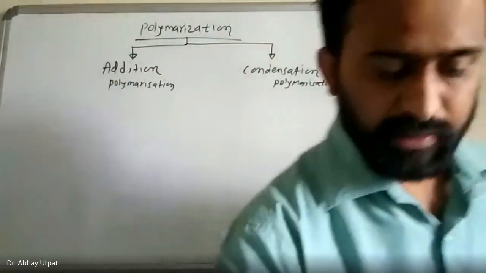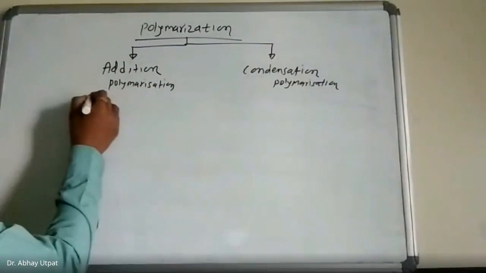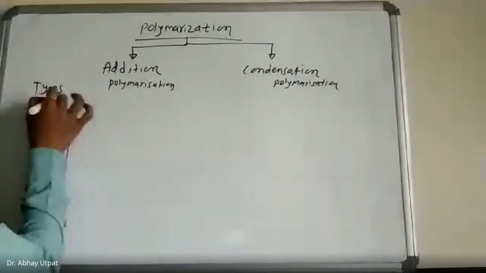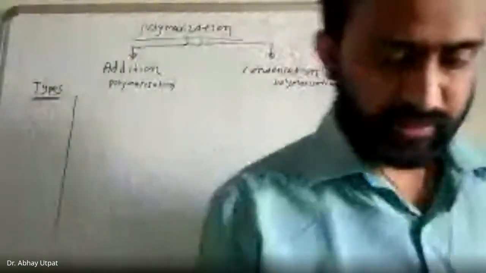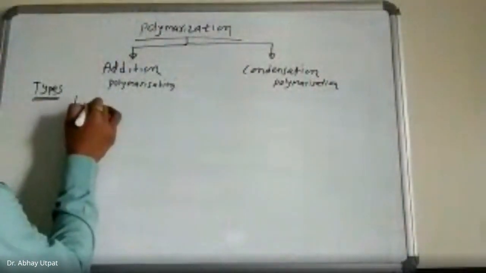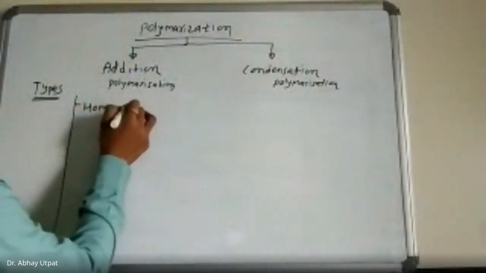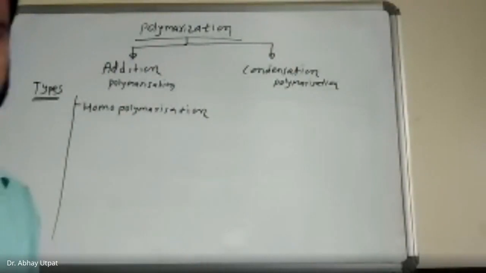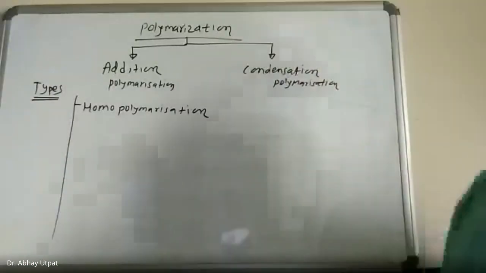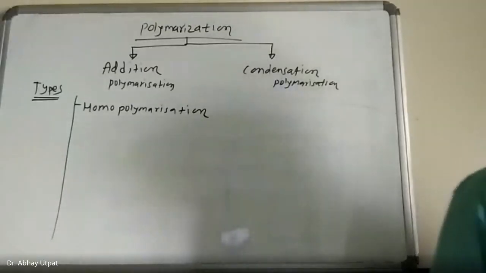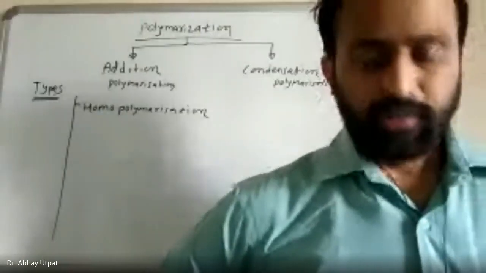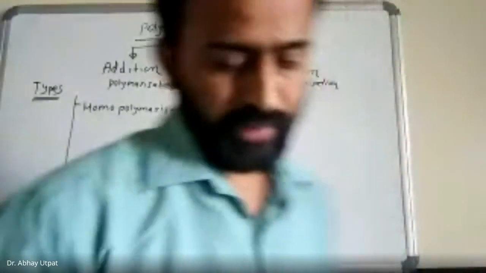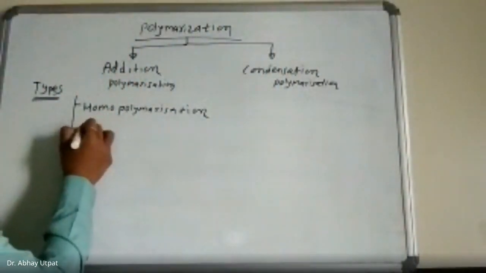Next, types of additive polymerization. First is homopolymerization. Write down. It consists of a continuous chain of the same monomer.